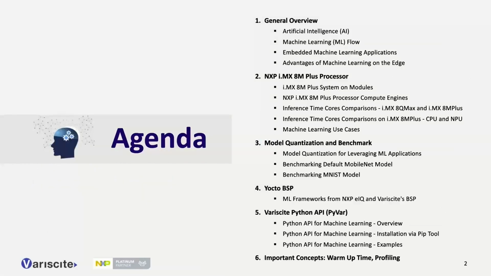This is our agenda. First of all, we're going to briefly talk about artificial intelligence, machine learning. Then we will jump to the processor, which is the 8M Plus processor from NXP. Then we're going to talk about model quantization, Yocto BSP, our own API, and some other important concepts like warm-up, profiling, and that's it.